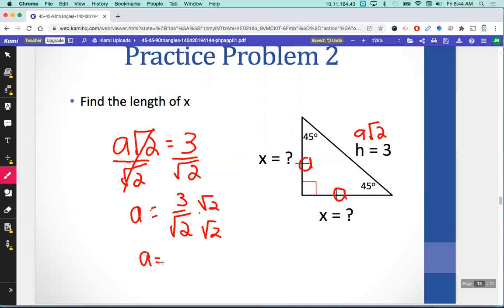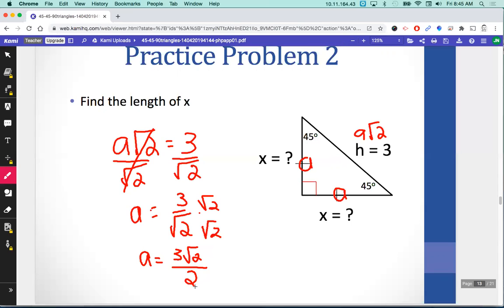When you do that, 3 times radical 2 goes on top, and radical 2 times radical 2 becomes just 2 on the bottom, because the radicals undo one another. That's kind of the shortcut. Again, the shortcut is the radicals go away, and it's just what's underneath. You're actually multiplying them together, and you're getting radical 4, and the square root of 4 is 2.